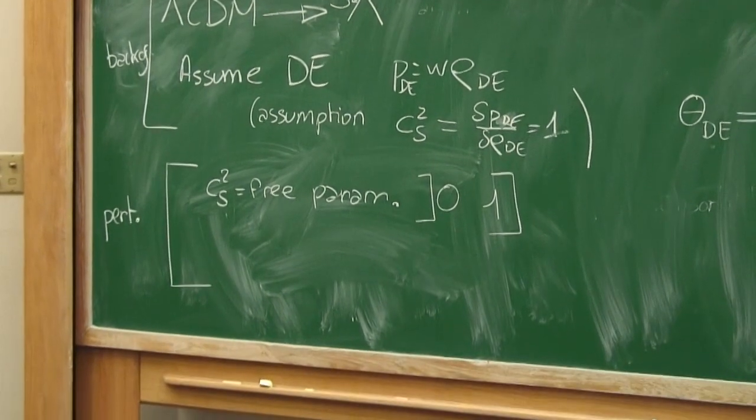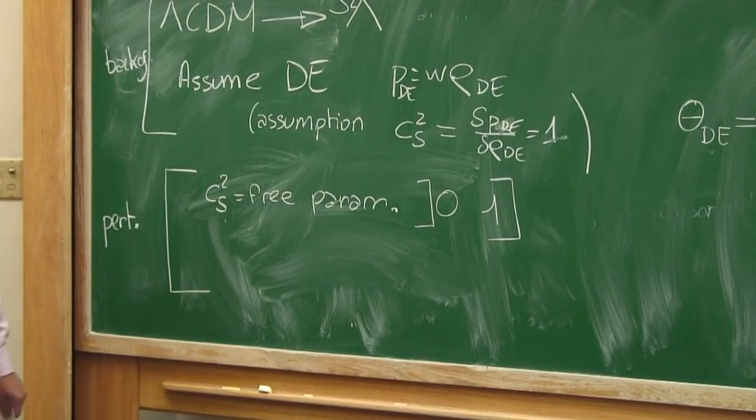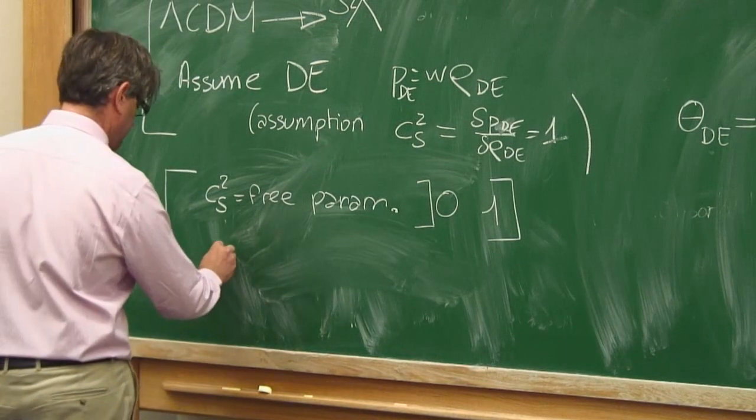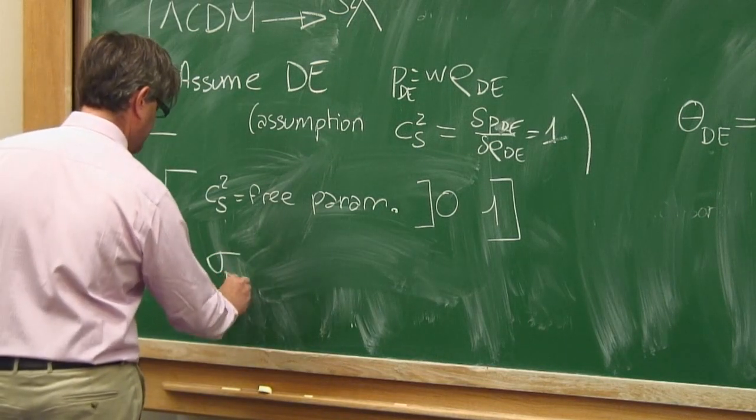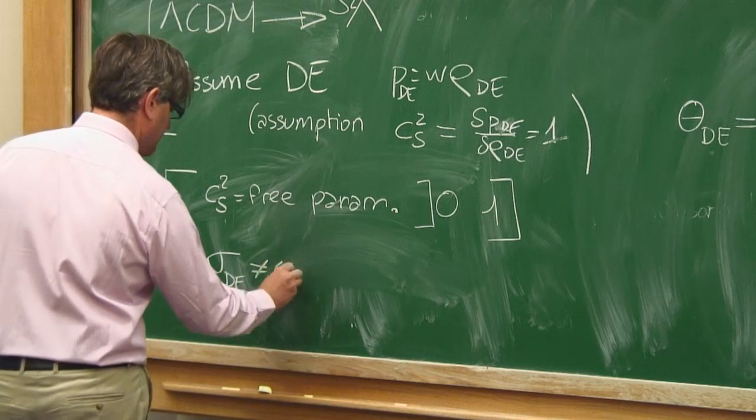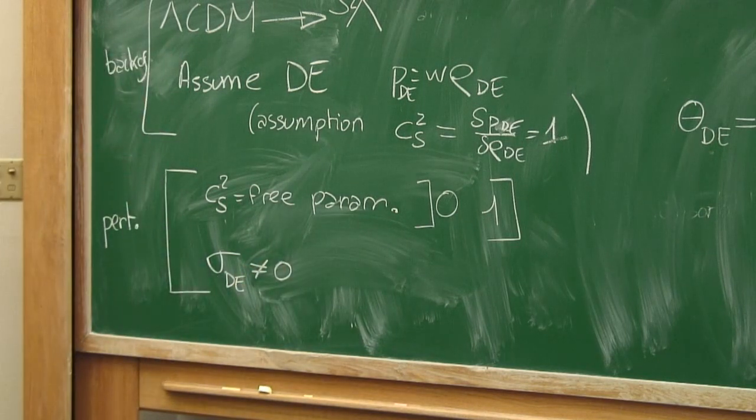You could assume something more complicated. You could assume that dark energy has some shear, sigma of dark energy different from 0. From what we said, it would imply that phi is different from psi in our universe. Usually, there are no good theoretical motivations behind these models. It's just a phenomenological approach. Let's try to guess from the data what dark energy could be.